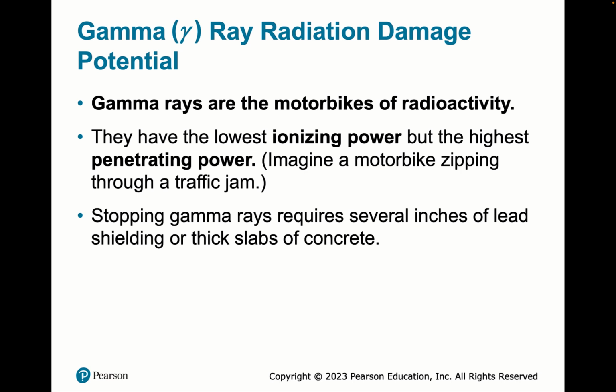Gamma rays tend not to ionize much because they zip around so fast. They usually just go through everything, but they have the highest penetrating power. You need like a foot of lead to stop them, or meters of concrete. If you look at nuclear power plants, they have meters of concrete around them, and that contains the gamma rays.